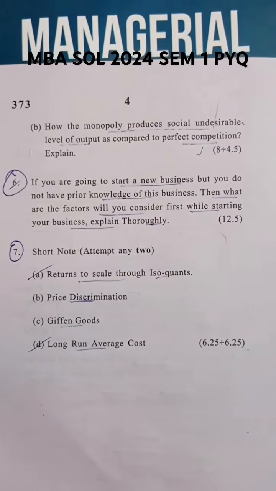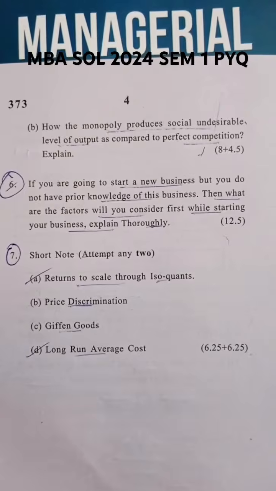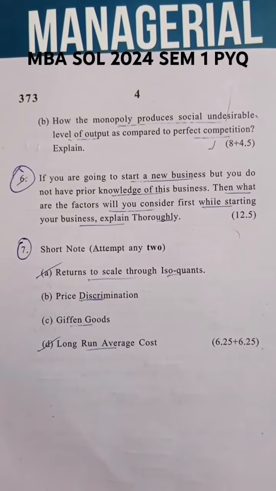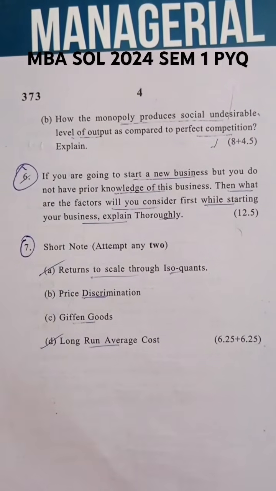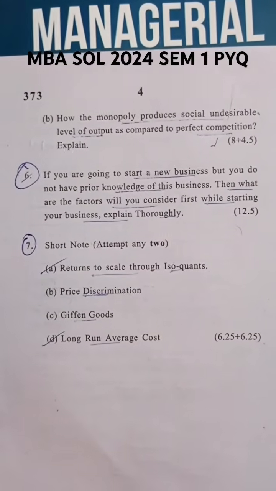In the sixth question, this is from the first chapter of Managerial Economics. If you are going to start a new business but you do not have prior knowledge, then what factors do you have to consider? So this is the question. You have to explain it thoroughly.